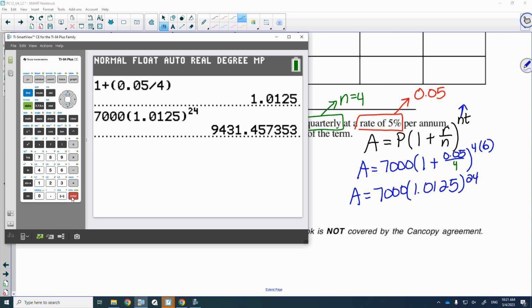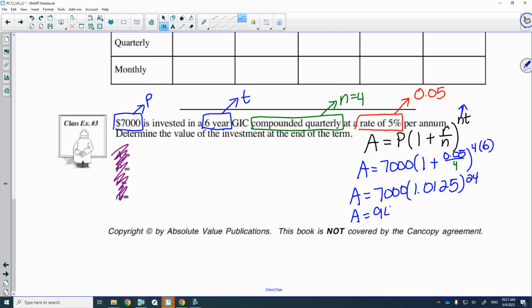Okay, so the amount would be, after 6 years, so we put 7,000 in, and then our bank account's going to have $9,431.46. That's going to be the amount of our investment after 6 years. Remember though, that's how much we're going to have at the end. We went from 7,000 to 9,400. That's not what we earned. If they ask what did you earn, it'd be 9,431 minus your initial investment. That's going to give you your interest made in those 6 years, which would be $2,400 interest.